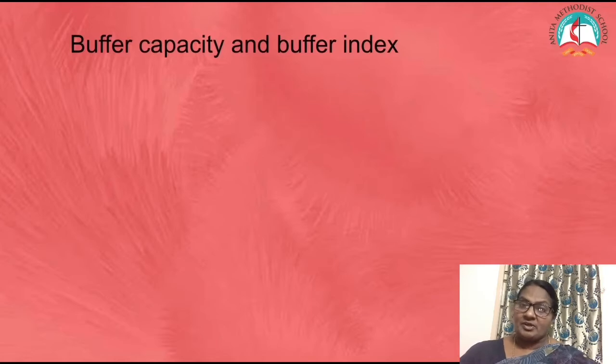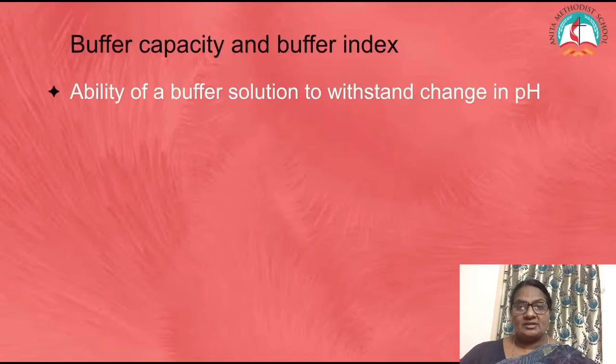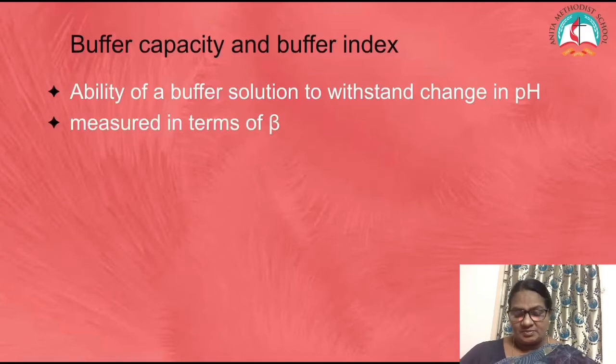What does buffer capacity mean? We know a buffer solution resists a change in pH. So how strongly it resists, whether immediately the pH changes on addition of an acid or a base, or it takes more amount of the acid to really bring a change in the buffer. That is called buffer capacity. And we introduce a quantity called beta, or the buffer index. So this beta is measured in terms of gram equivalents of the acid or base that should be added to the buffer to change its pH by 1 unit.